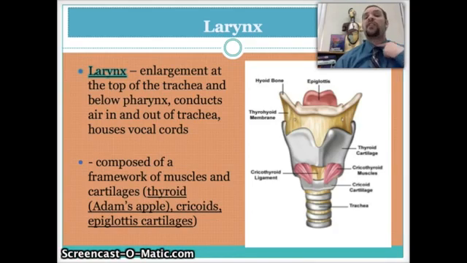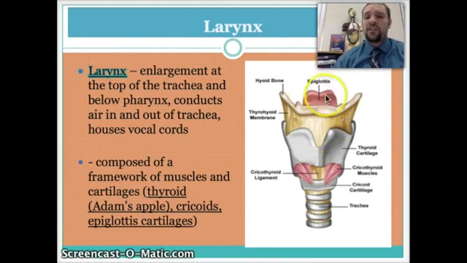It's going to be considered our Adam's apple. If you are a male, you can feel this big structure protrude out, and if you swallow, you can feel it go up and down. We're going to find out that it's mostly composed of cartilage, and we will talk about the vocal cords, which will be located in here.